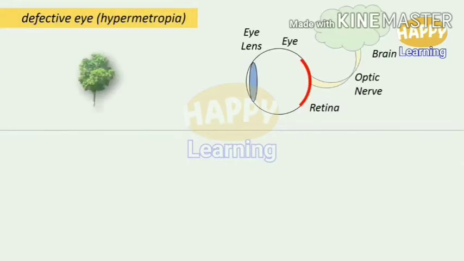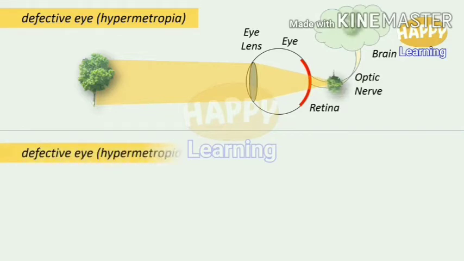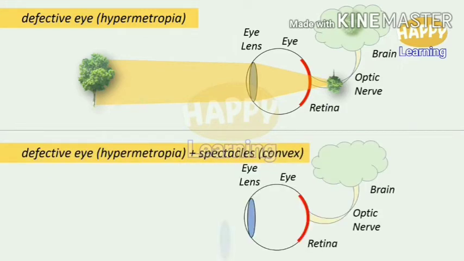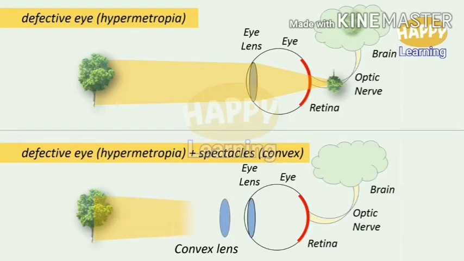Once again, a defective eye having the problem of hypermetropia. The rays are converged by the eye lens to a point behind the retina, so the image read by the brain is blurred. On the other hand, if a convex lens is used as spectacles, the rays coming from the object are converged by the spectacle lens and then by the eye lens, so that they meet on the retina. A clear image is read by the brain.